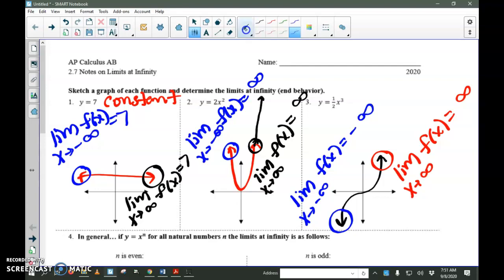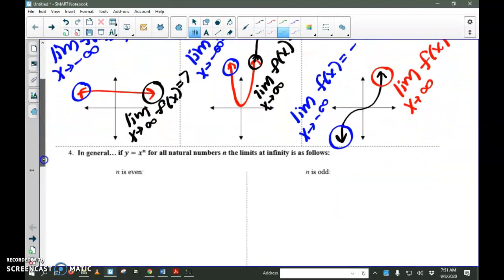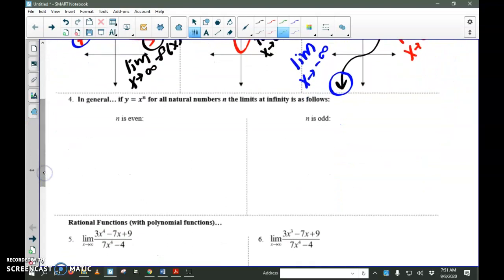So again, when we talk about end behavior of a function, end behavior of a function means I'm looking at the limit as x approaches positive or negative infinity, okay? So when we're talking about end behavior, we're looking at the limit as x approaches positive or negative infinity. So just a quick reminder from Algebra 2 trig and then from pre-calc. In general, if y is equal to x to the n, and what we're talking about here when we say y equals x to the n, we're talking about polynomial functions.